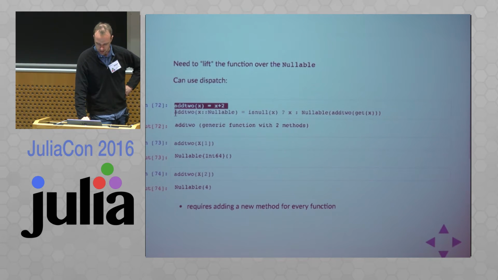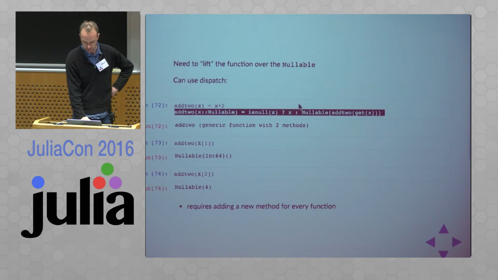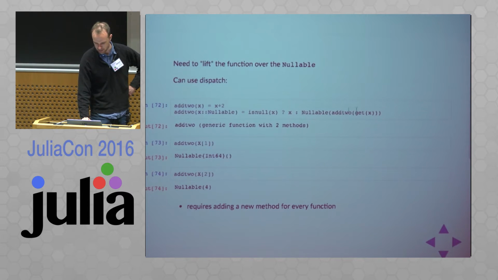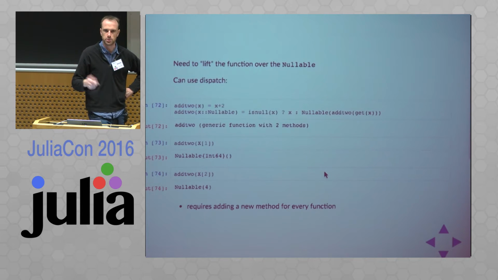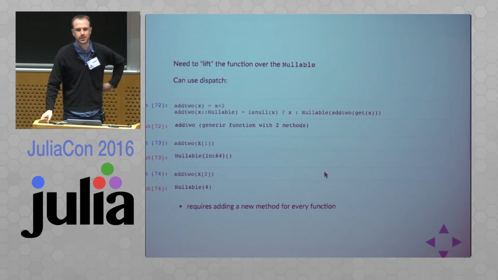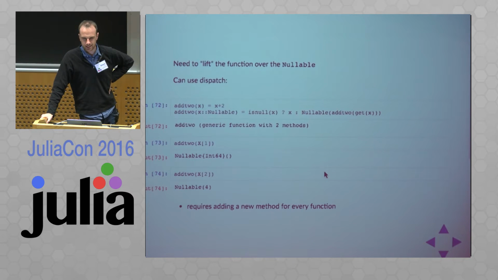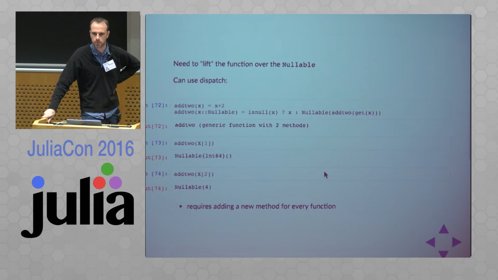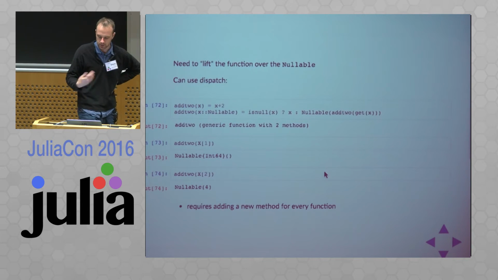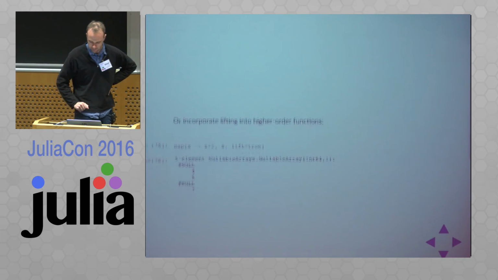So one way to do this is using dispatch. For example, we define a function add2, and if it's nullable, we check if it's null and return the null object back again. Otherwise, we add 2 to it. This works as required, but it's somewhat brittle because it requires you to add this lifted form to every single function you ever want to use, which gets you so far, but gets complicated after a while, and makes it hard to use anonymous functions and all these other things that we want to be able to do easily.